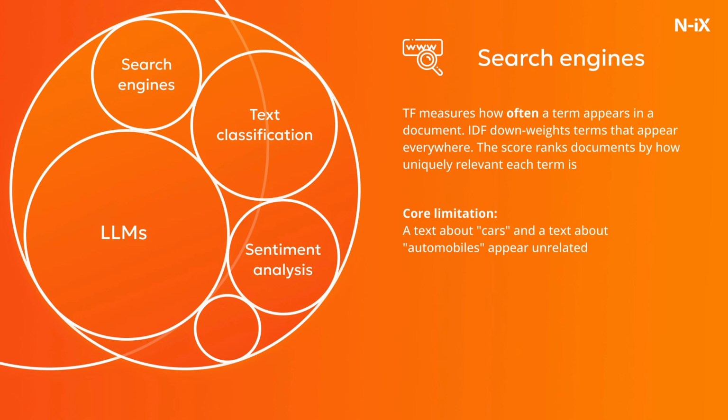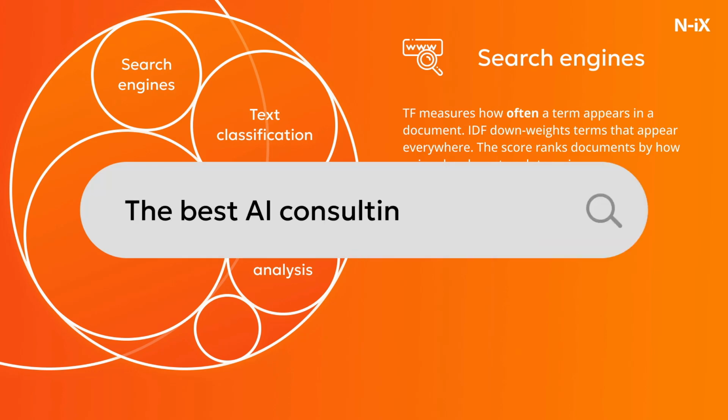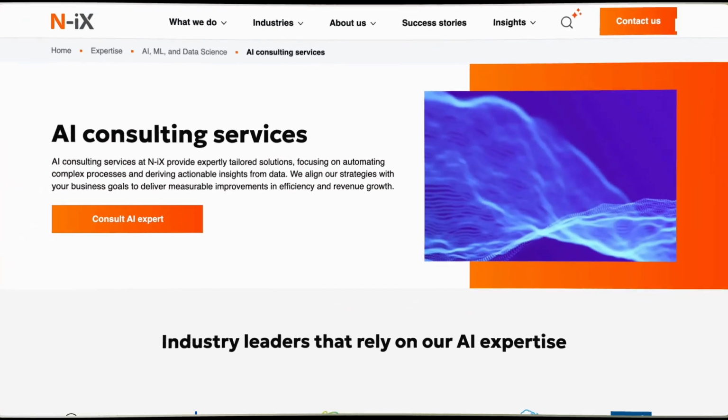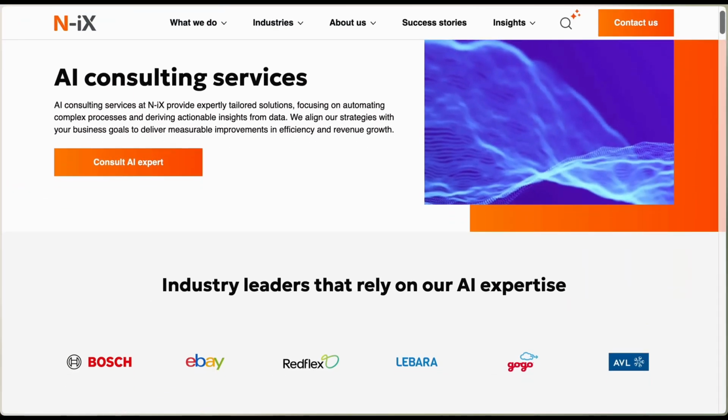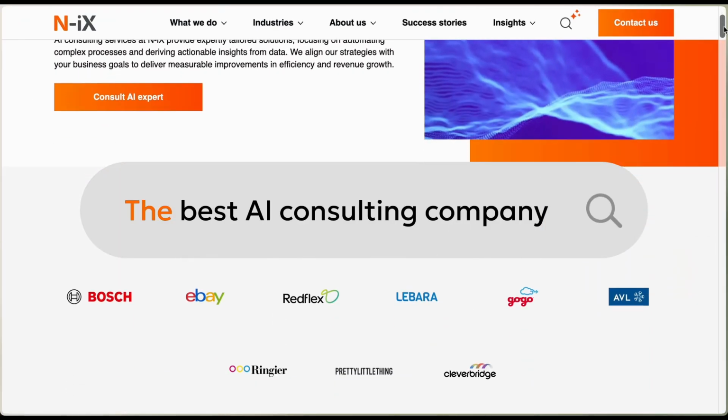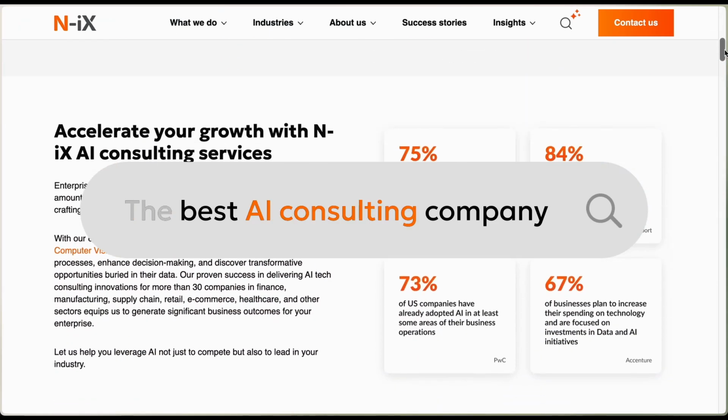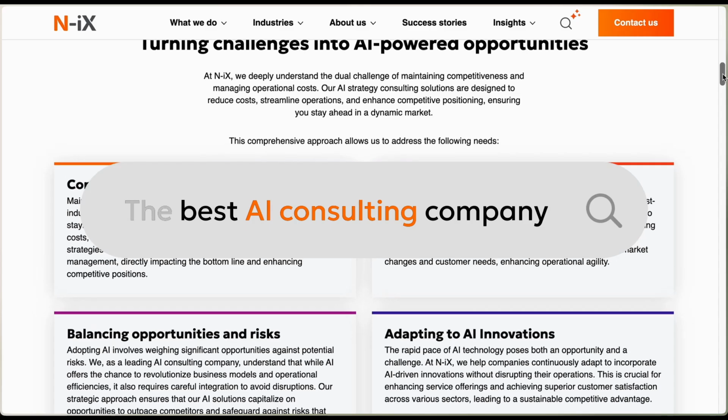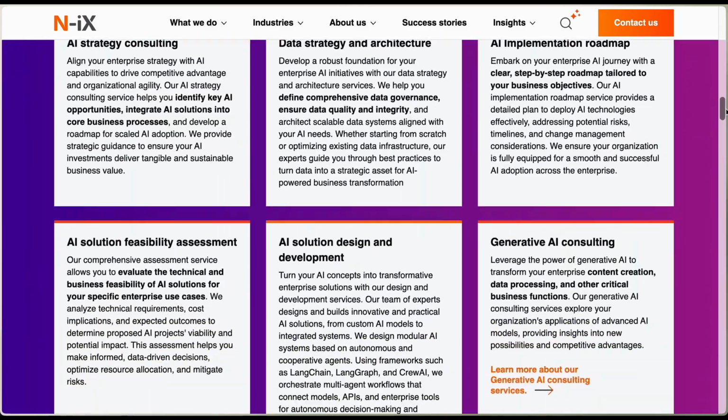Older search engines match your keywords against documents using techniques like TF-IDF. If you search the best AI consulting company, the engine finds documents where those words appear most frequently and most uniquely. A word like the appears everywhere, so it's worth nothing. Words like AI and consulting are more specific, so they score higher. It's math on word frequency.